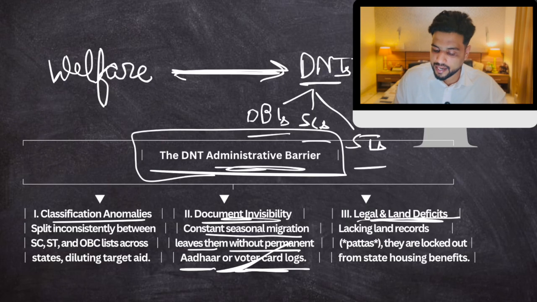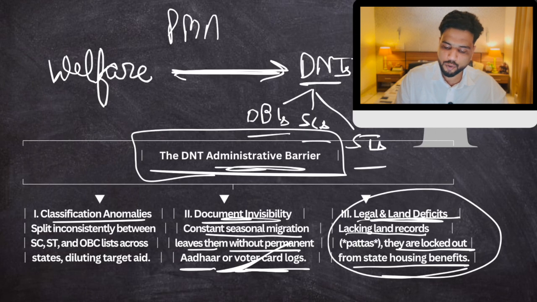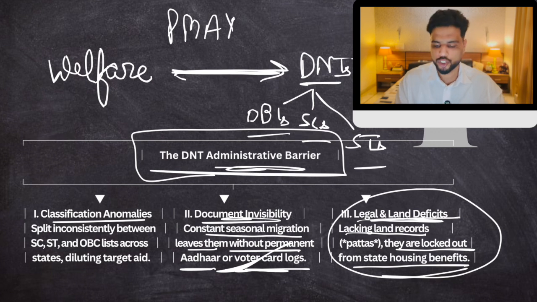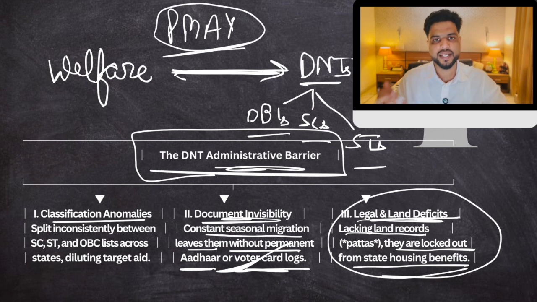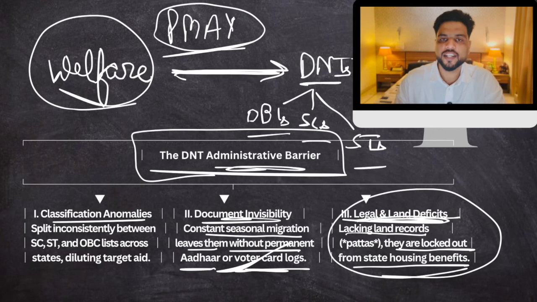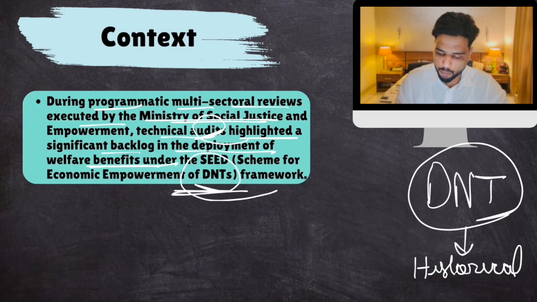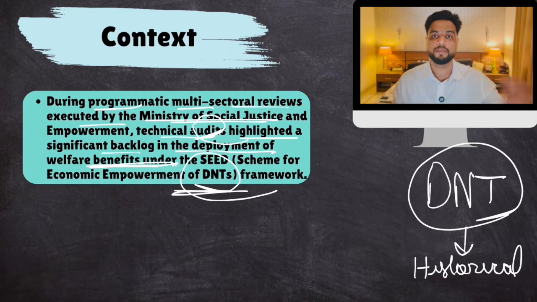Then legal and land deficit. Lacking land records, they are logged out from state housing benefits. We have the Pradhan Mantri Awas Yojana and many other yojanas. For that, we need property deeds, but that is not there with these tribes because they are nomadic, right? So this is the problem. And this is the reason why, despite good intentions, government's welfare is not able to reach these denotified tribes. And that is why this audit revealed that most of the funds have remained unspent.